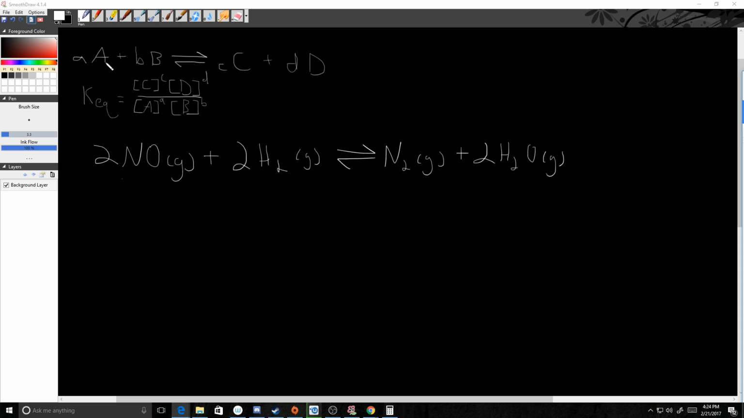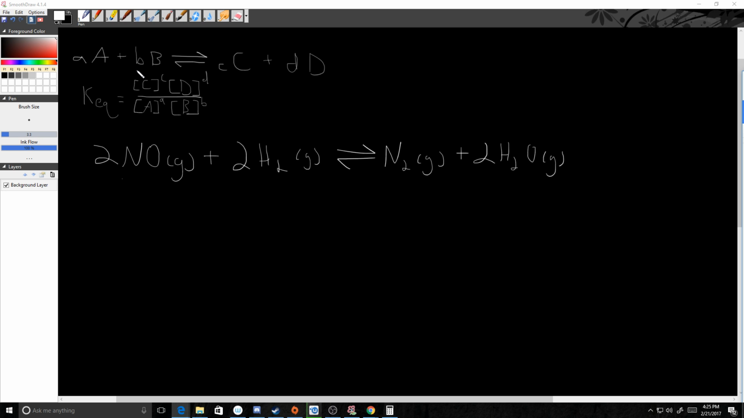If you have a certain number of A molecules plus a certain number of B molecules in a reversible reaction, represented by this double-headed arrow here, you're going to end up with a certain number of moles of C molecules plus a certain number of moles of D molecules. And to find that equilibrium constant, we take the molarity, the concentration of substance C, raised to the power of its coefficient, times the molarity of D, raised to the power of however many molecules there are of it, over the molarity of A to the A power times the molarity of B to the B power.